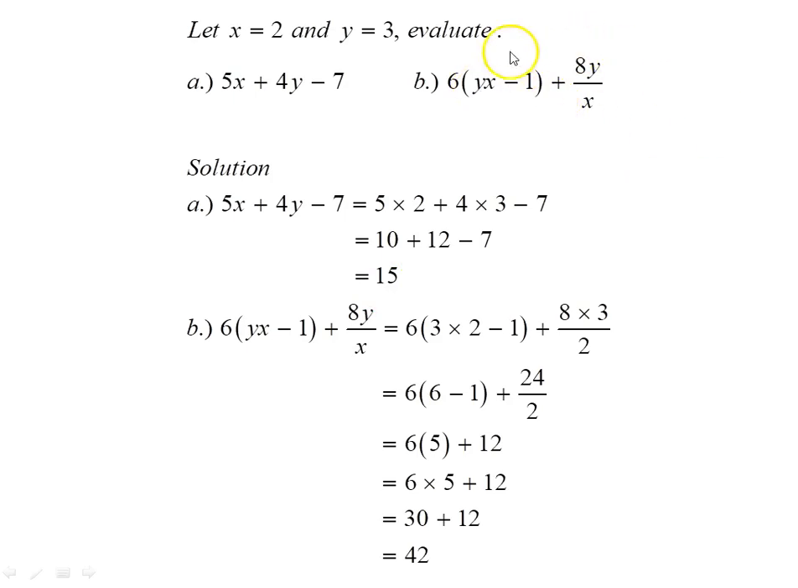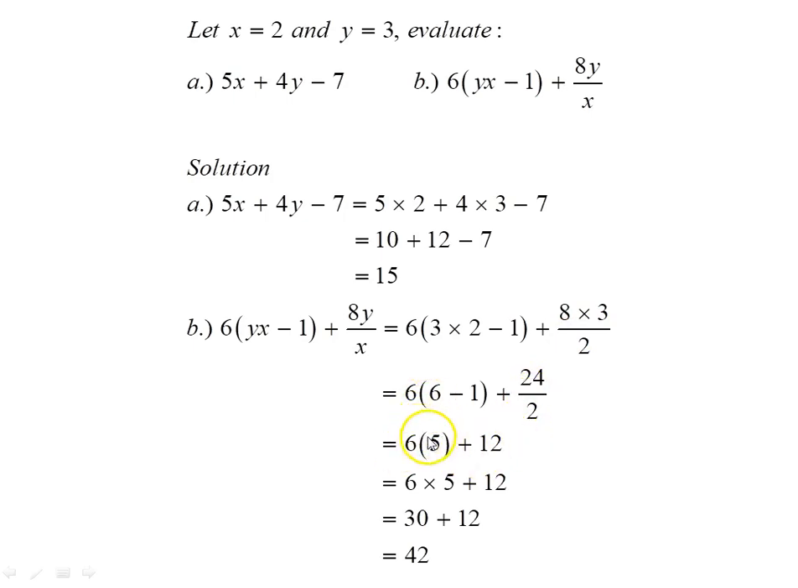And for the second question, 6 times in brackets y times x minus 1 plus 8 times y over x gives us 6 times, where the y is, put 3, where the x is, put 2, so 3 times 2 minus 1, plus 8 times 3, where the y is, we're going to put 3, all over 2. When we work that out, we're going to have 6 outside of 6 minus 1 in the brackets, plus 24 over 2. 8 3s are 24.